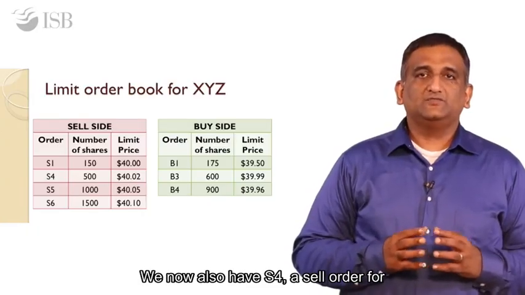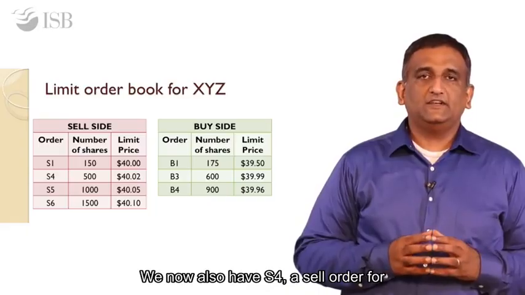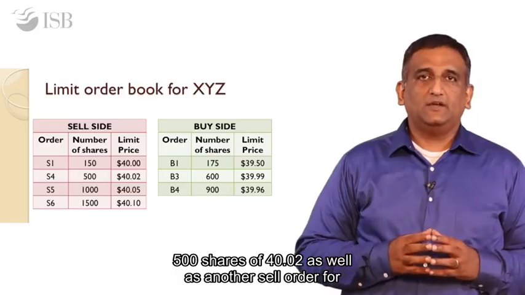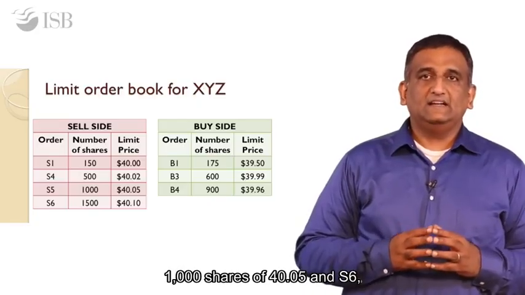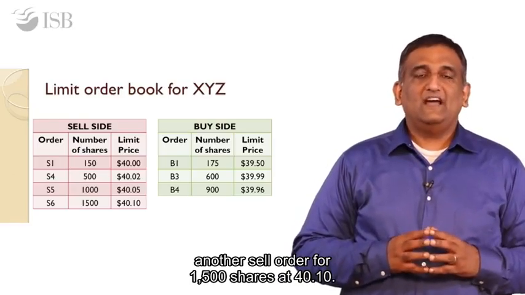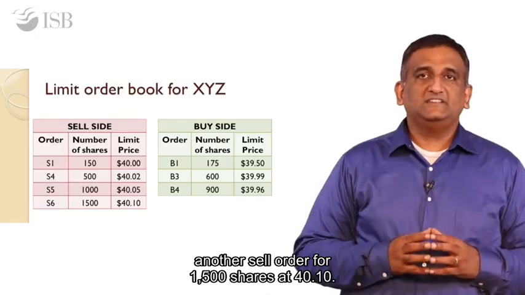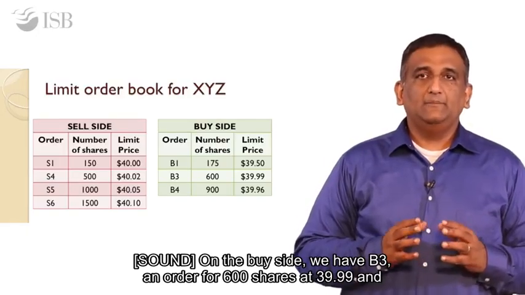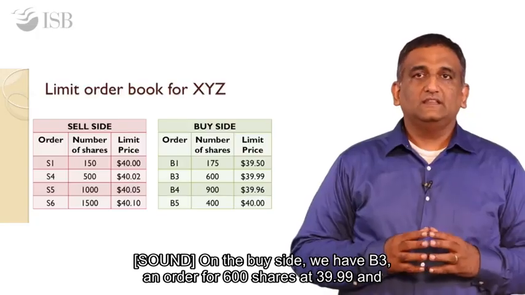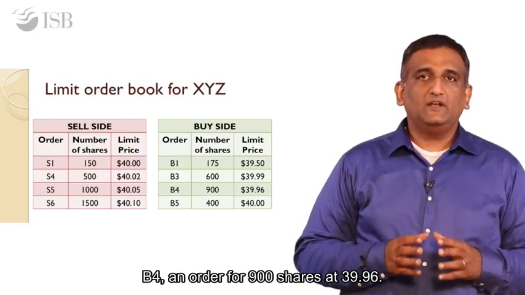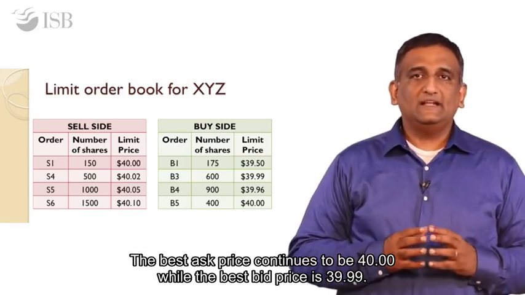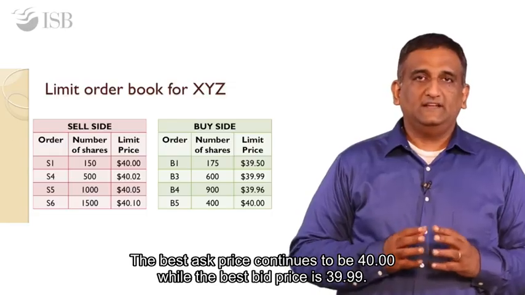We now also have S4, a sell order for 500 shares at 40.02, S5, another sell order for 1000 shares at 40.05, and S6, another sell order for 1500 shares at 40.10. On the buy side, we have B3, an order for 600 shares at 39.99, and B4, an order for 900 shares at 39.96. The best ask price continues to be 40, while the best bid price is 39.99. Consequently, the bid-ask spread is 1 cent.